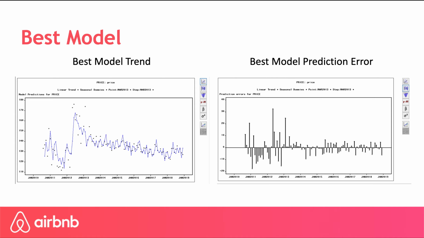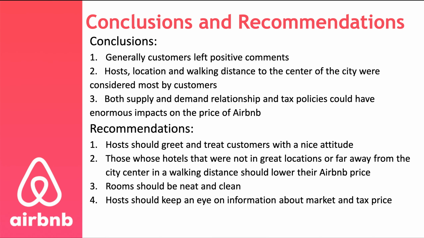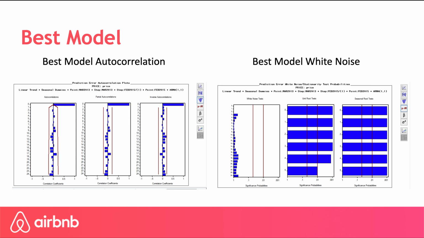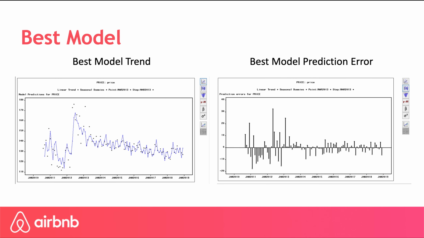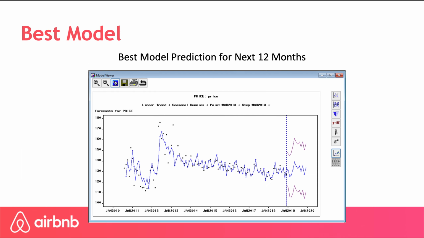Here is general information about our best model. We can see that the prediction error of our model is randomly distributed. Our best model's ACF and PACF plots are good, and from white noise and stationary tests, we can conclude that our model's errors are truly white noise and its time series is stationary.